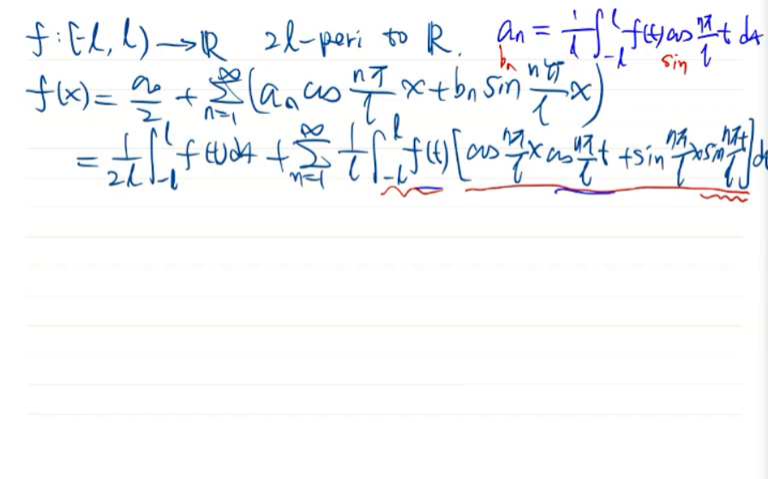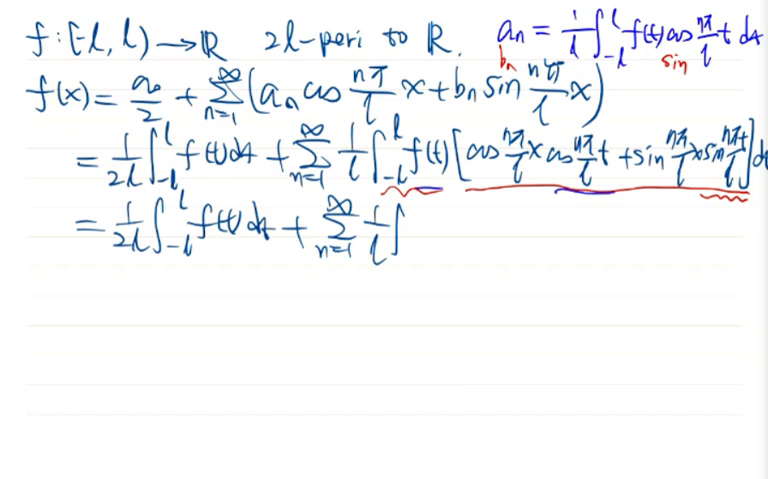We know that this can be written by 2L minus L to L f(t) dt plus the sum over n of 1 over L, integral from minus L to L, f(t) cosine (n pi/L)(x minus t) dt. This is for a 2L periodic function. Now let L go to infinity.